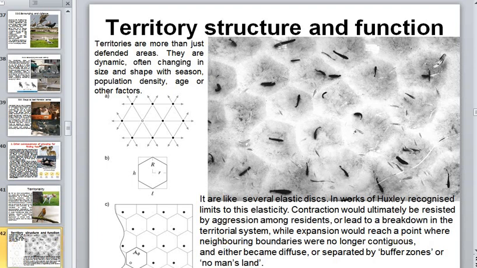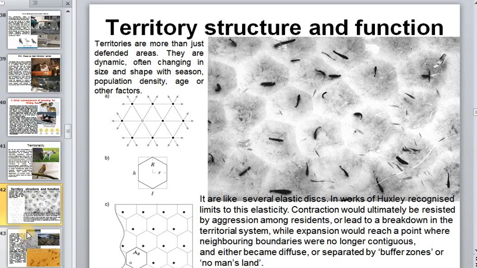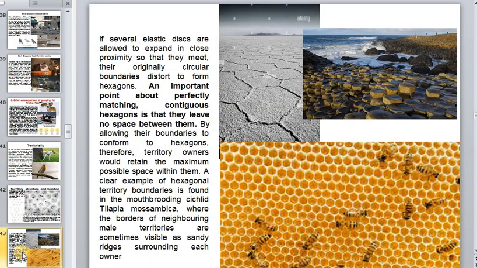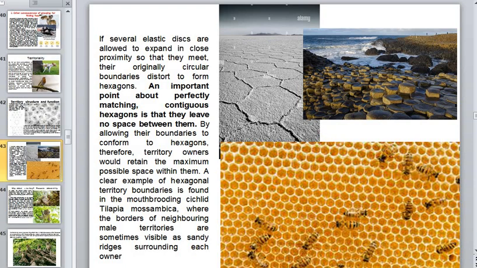And territory structure and function. What is this? Territories are more than just defended areas. They are dynamic, often changing in size and shape with the season, population density, age, or other factors. See how the fish divided a certain territory and the boundaries of the hexagon form of area are clearly visible. Here we see this form of territory in some cases, and we will meet this form in nature very often. A simple example is in bees.